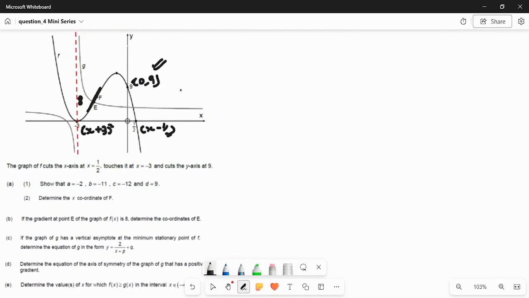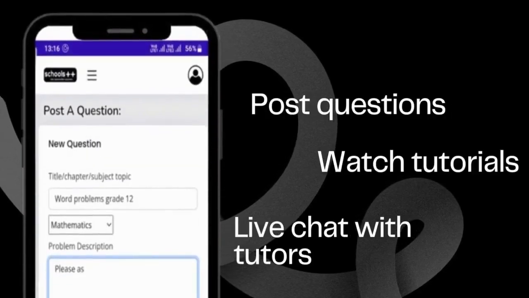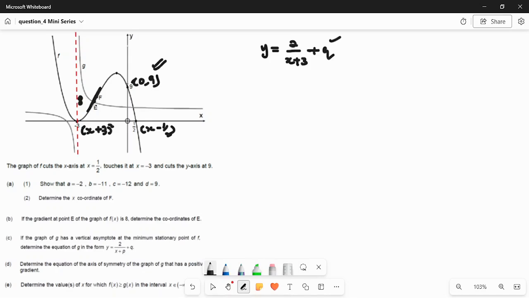So in other words, we can rewrite this equation and say y is equal to 2 divided by x plus 3, because that is where this function g is not defined, plus q. Now our only unknown is that value q, which is also the horizontal asymptote. So what other point can we use to find this equation? We have that point E, our previous solution. Point E lies on both f and g. So I will use E.